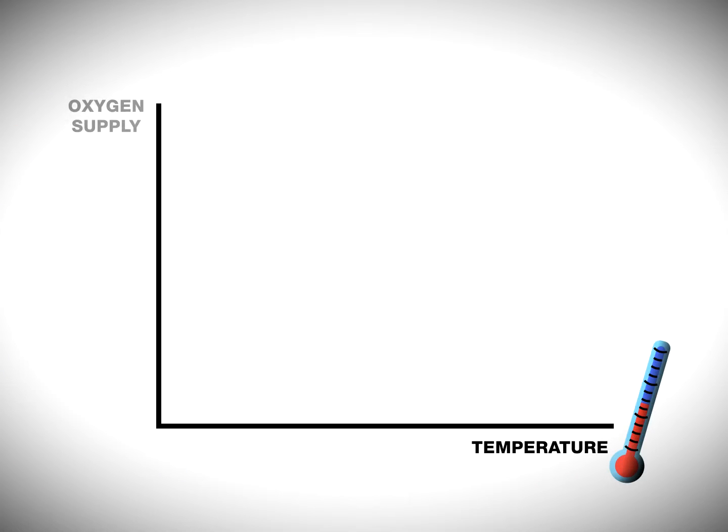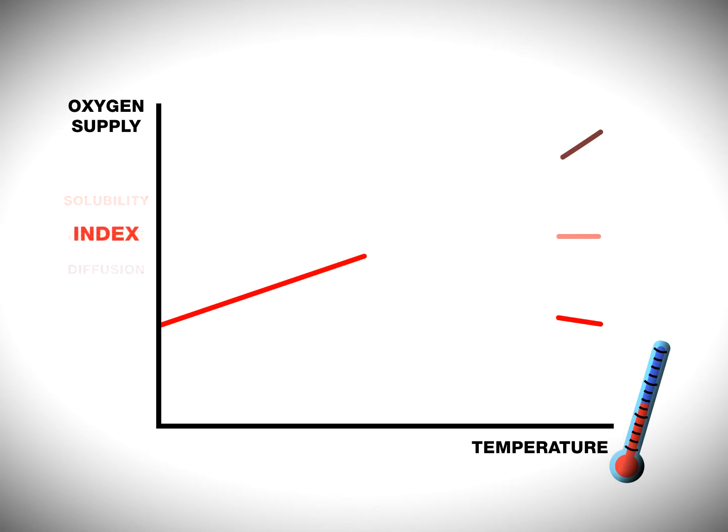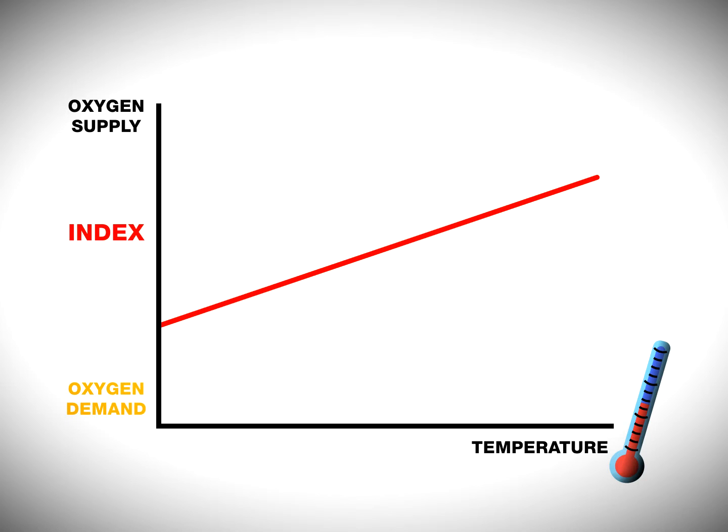Recent research reunites these viewpoints, revealing that oxygen is controlled by three components: both solubility and pressure, as well as the diffusion speed, which increases with temperature. An oxygen index incorporating all three components shows that oxygen availability increases with temperature. A mismatch between an organism's oxygen demand and the oxygen available in the environment arises because oxygen demand increases exponentially with temperature and hence faster than increases in supply.